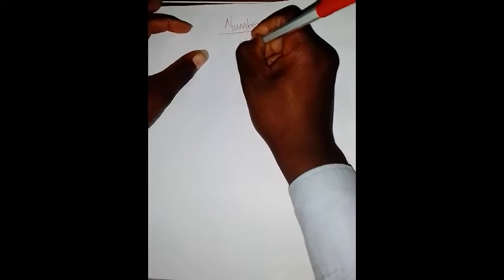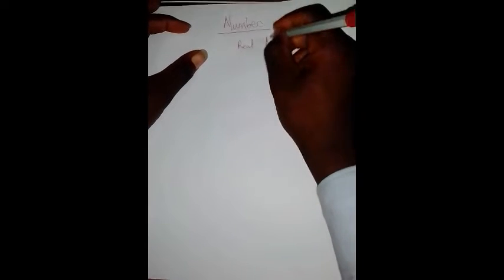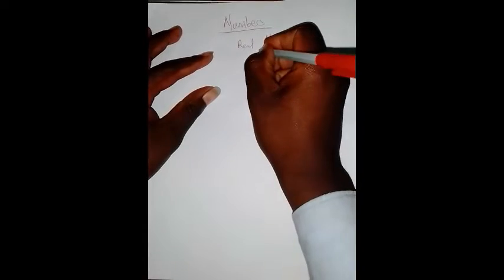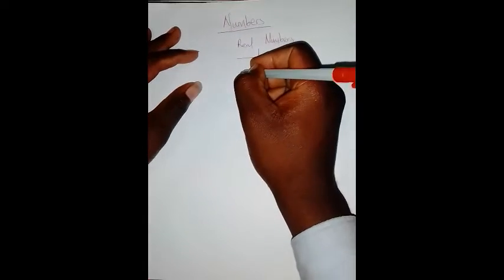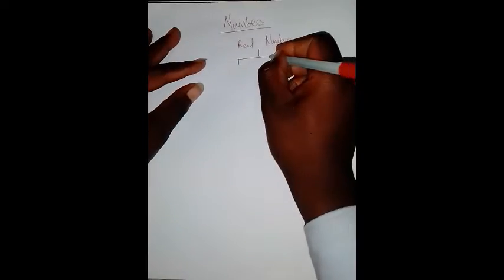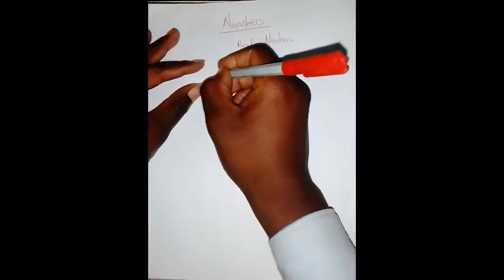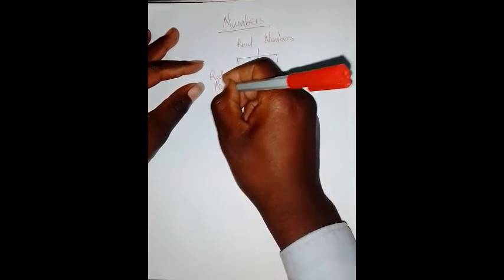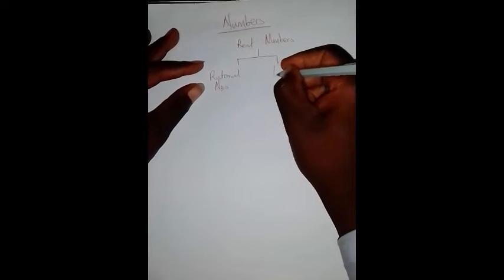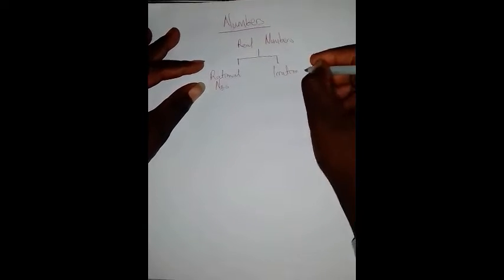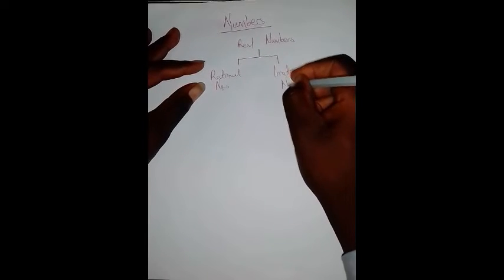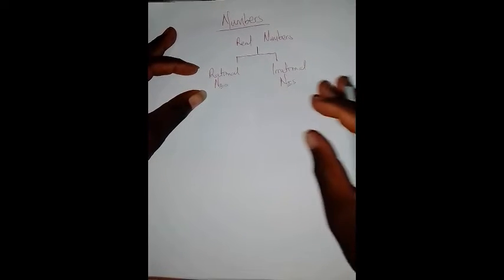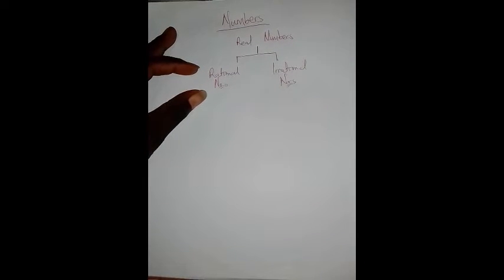We have real numbers, and then after that, real numbers are divided into two groups, which are rational numbers and irrational numbers. What are rational and irrational numbers?